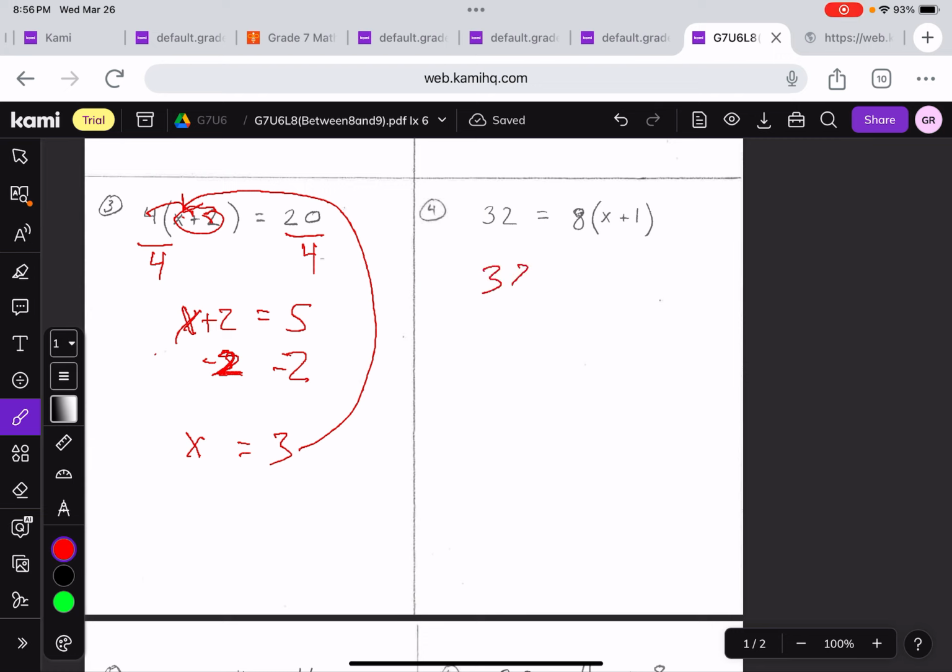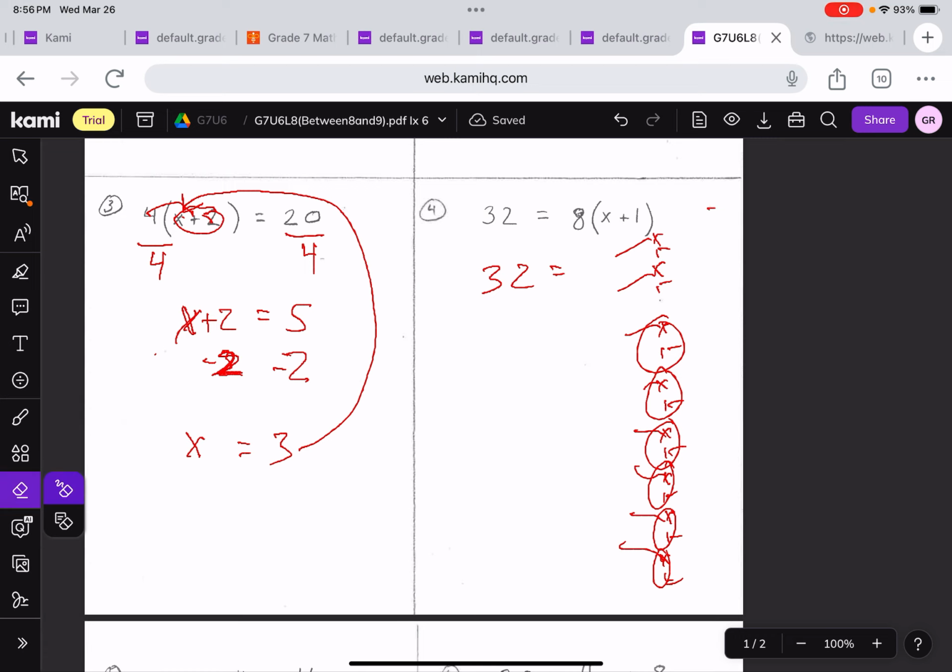We could say this is 32 if I have 8 of x plus 1's, an x and a 1, x and a 1, x and a 1, x and a 1. How many is that? 1, 2, 3, 4, 5, 6. I'm running out of room. X and a 1, and an x and a 1. That is 1, 2, 3, 4, 5, 6, 7, 8 x's. And it's 1, 2, 3, 4, 5, 6, 7, and an 8. 8 x's plus an 8.